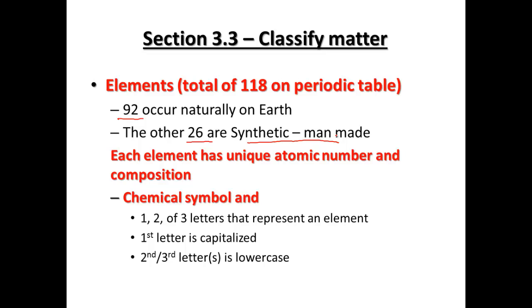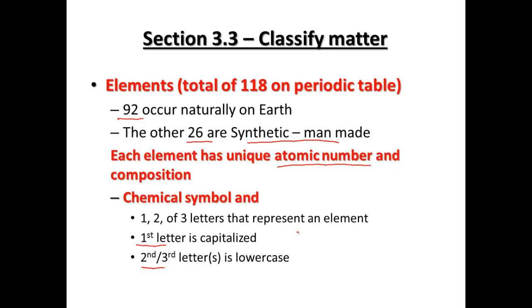Each element has its unique atomic number, which we'll talk about next chapter, the number of protons, and composition, meaning each one is unique and has unique properties. We list out elements by their chemical symbol, which means that either the first letter or 2 or 3 letters will be given to an element. The first letter is always capitalized. The second or third letter is always lowercase.